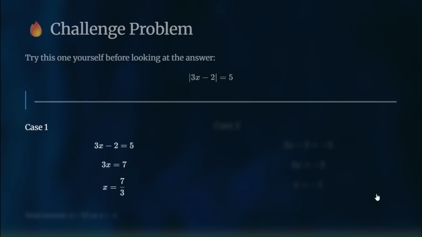So here's the first case. Let 3x minus 2 equals 5. In order to solve, you'll add 2 on both sides, so 3x equals 7. And finally, divide both sides by 3, x equals 7/3. For the second case, let 3x minus 2 equals negative 5. If you add 2 to both sides, 3x equals negative 3. And solving for x, divide both sides by 3, x equals negative 1. So here are your two solutions: x equals 7/3 or x equals negative 1.